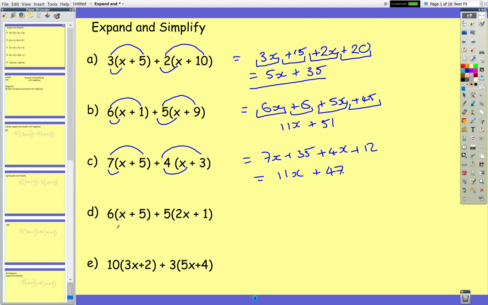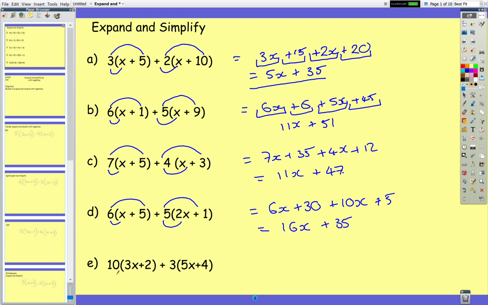Right, slightly harder, 6x plus 30, remember we're timesing them. Now be careful, plus 5 times 2x gives me plus 10x, and then plus 5 times plus 1 gives me plus 5. So again, tidying all that up, 16x plus 35.